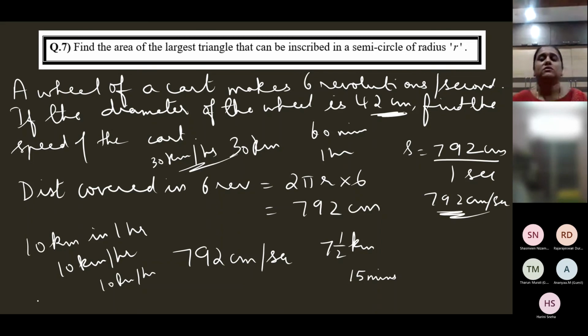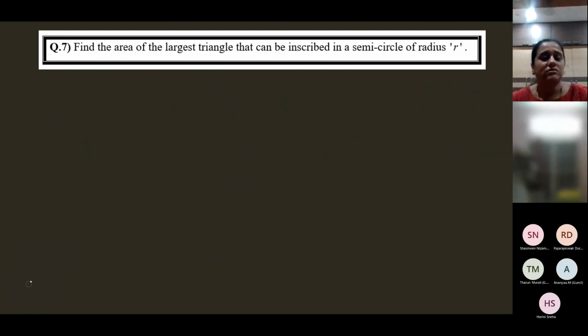Yes, ma'am. Yeah, children. So you have to find the distance, and then that distance is covered in 1 second. So that's only the speed, 792 centimeters per second. If they specify that you have to convert the speed to kilometers per hour or meters per second, then you'll have to do that. Nothing is mentioned, so you can leave it with 792 centimeters per second. All right, children. So please complete this answer. I hope all of you wrote the question.